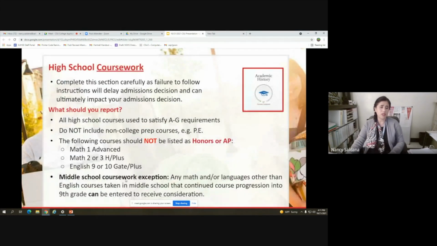Now, some of you did attend Bolsa Middle School, and Bolsa Middle School does offer foreign languages. So some of you perhaps completed a Spanish course or a Japanese course at Bolsa Middle School, or maybe Gavilan Middle School. Then you are able to report those foreign language courses as part of your high school coursework. So you would just need to identify that you took these courses in 8th, 7th, or possibly 6th grade.